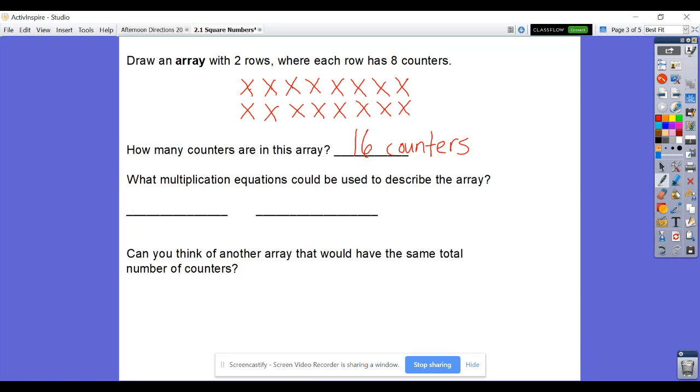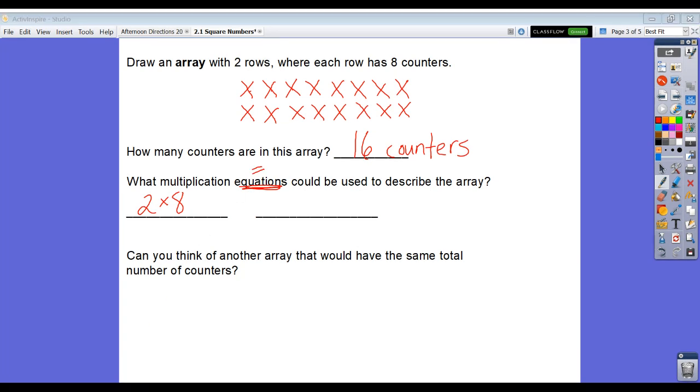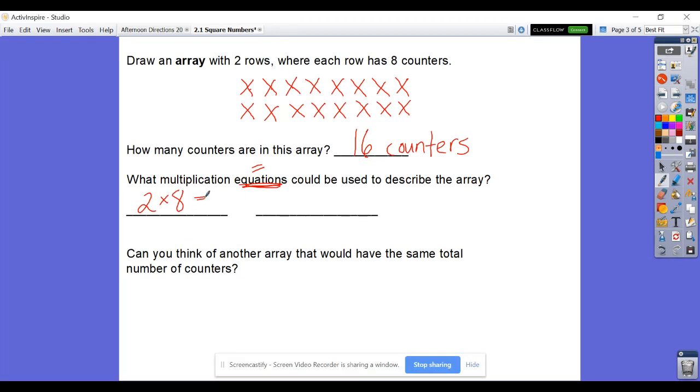The next question says, what multiplication equations could be used to describe the array? Well, it had 2 rows with 8 in each row, so I might say 2 times 8. Now, if I just wrote 2 times 8, I don't have an equation. Whenever you hear that word equation, you hear equal in it, it must have an equal sign. So I could say 2 times 8 equals 16, or I could say 8 times 2.